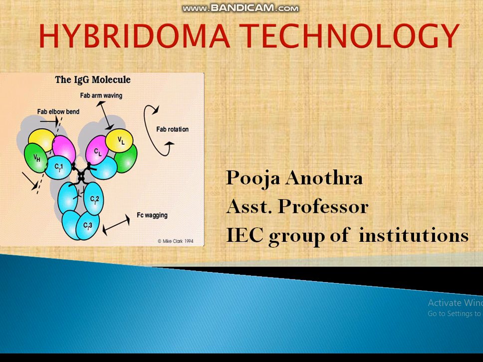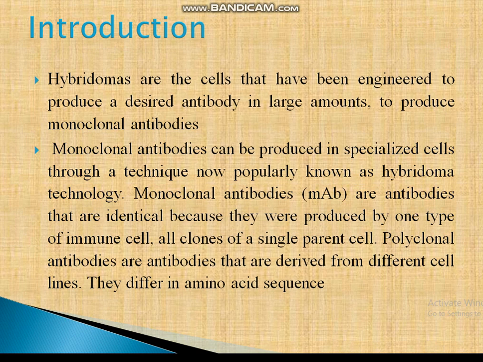Today we will talk about hybridoma technology. Hybridoma technology is used for the production of monoclonal antibodies. Let's begin with the introduction part. Hybridomas are cells that have been engineered to produce a desired antibody in large amounts to produce monoclonal antibodies. Monoclonal antibodies can be produced in specialized cells through a technique now popularly known as hybridoma technology.